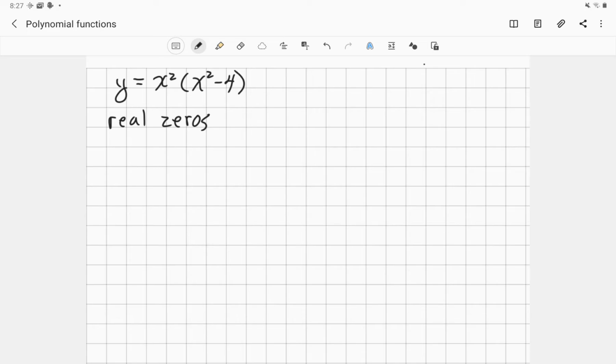So real zeros are wherever the graph is equal to 0. Now it is great that they gave you x squared times x squared minus 4 rather than expanding it out and saying x to the 4th minus 4x squared, because when it's factored, it's so much easier to find the real zeros. Now, I do know that if I expanded it out, it would be an x to the 4th, meaning that this, again, is a quartic graph, and so it's going to make some kind of a wonky W. So when I'm drawing it, I know that's the shape I'm looking for.